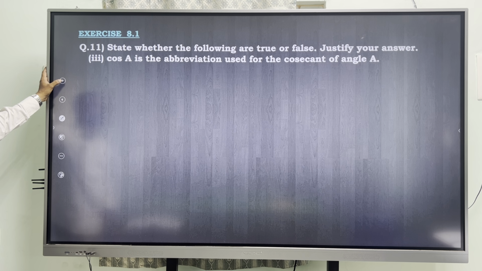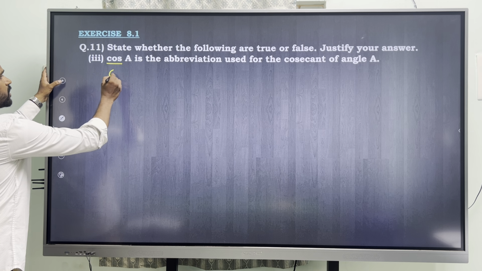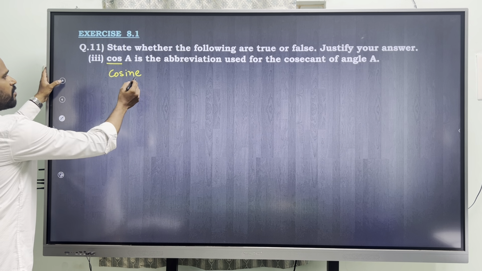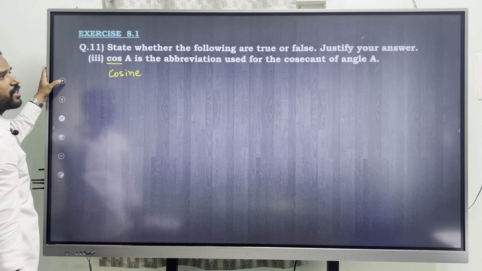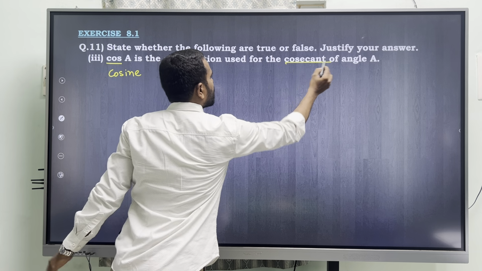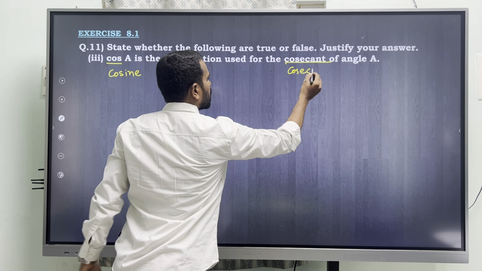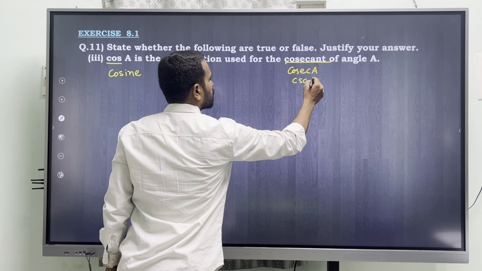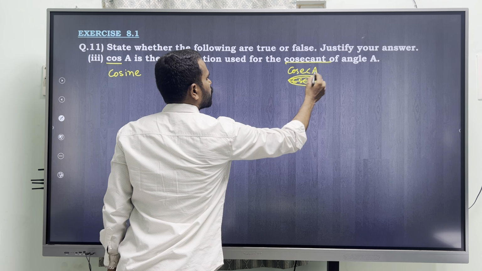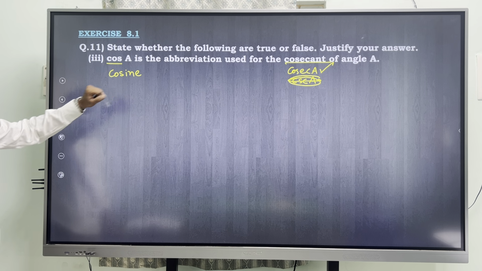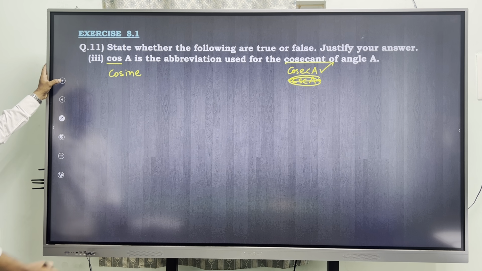Cos A is the abbreviation used for the cosecant of angle A. Wrong. Cos is for cosine, cosine of angle A. It's not cosecant of angle A. Understand? Cosecant is abbreviated as cosec. I understand, in some books it is written like this, but we mostly use this. Cos means cosine of angle A.